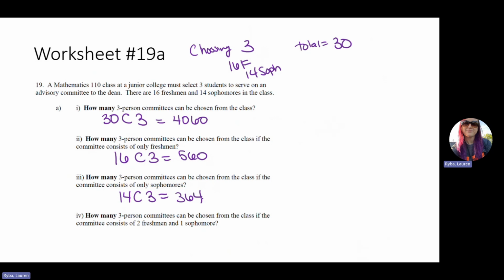I hope it's okay at this point that I'm not showing you how to type this into Desmos because we practiced that last week or last class. Sorry.